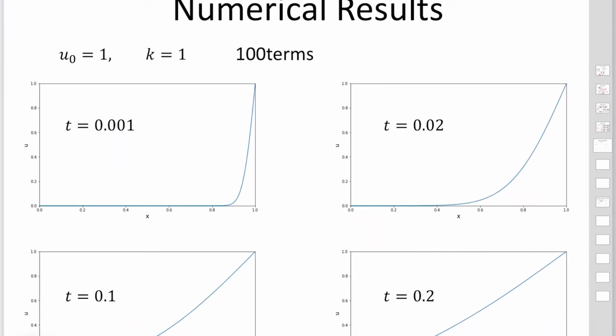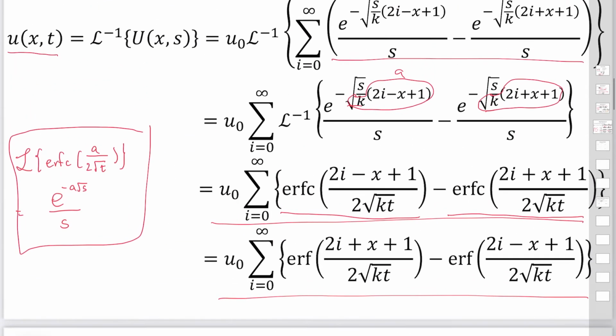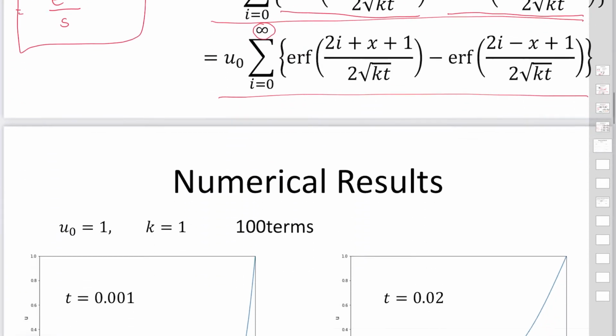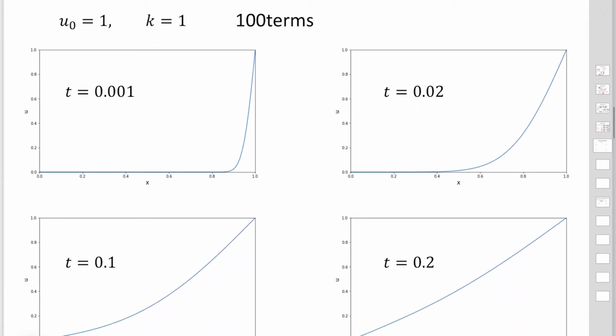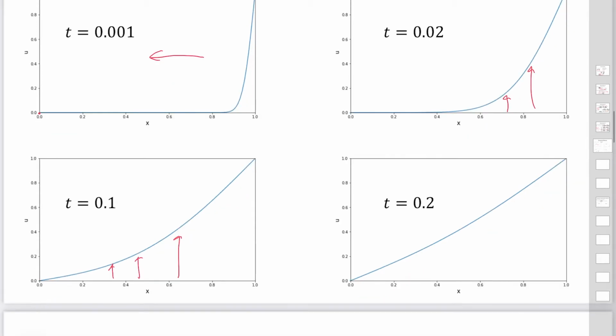When u sub 0 is 1 and k is 1, and we take 100 terms, since it's impossible to consider infinite terms. At t equals 0, this is the initial condition, u sub 0 at 1 and 0 elsewhere. The heat is transferred from x equals 1 to x equals 0, so temperature is increasing. At t equals 0.02 and at t equals 0.2, almost straight lines.